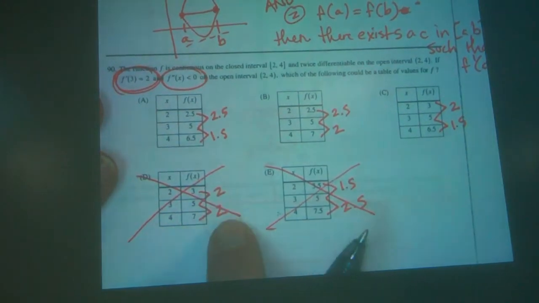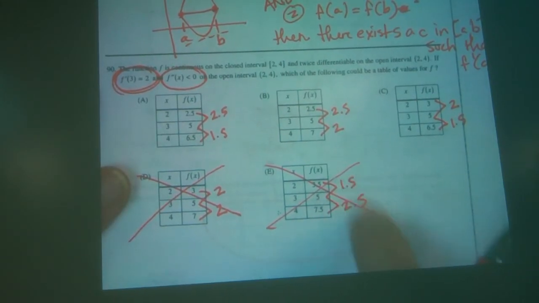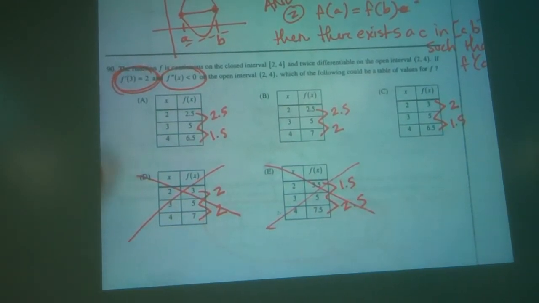It can't be either of these two. Because this one, the rate of change didn't change. It was 2 both times. And here, the rate of change went up. So it can't be either of those.